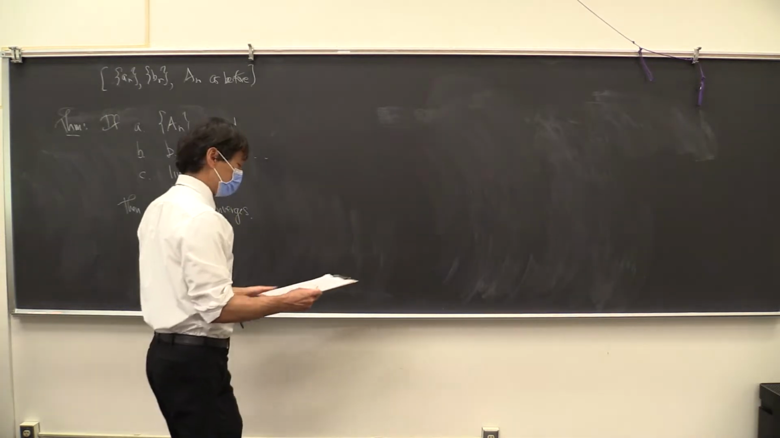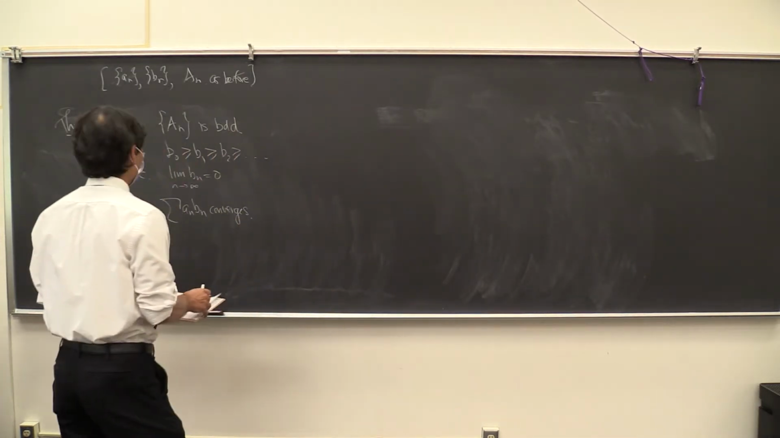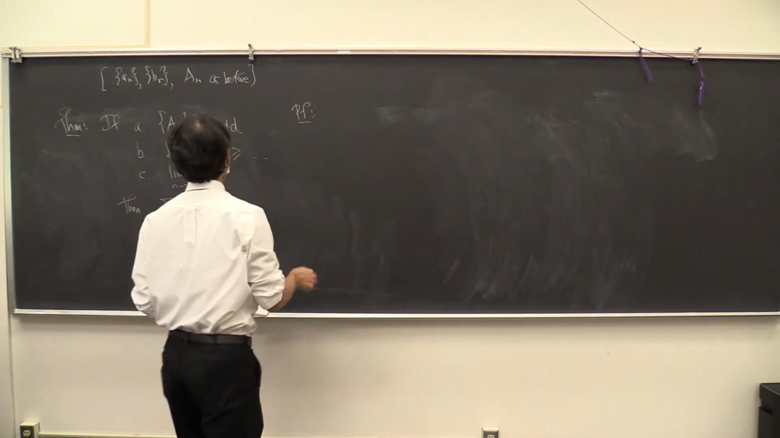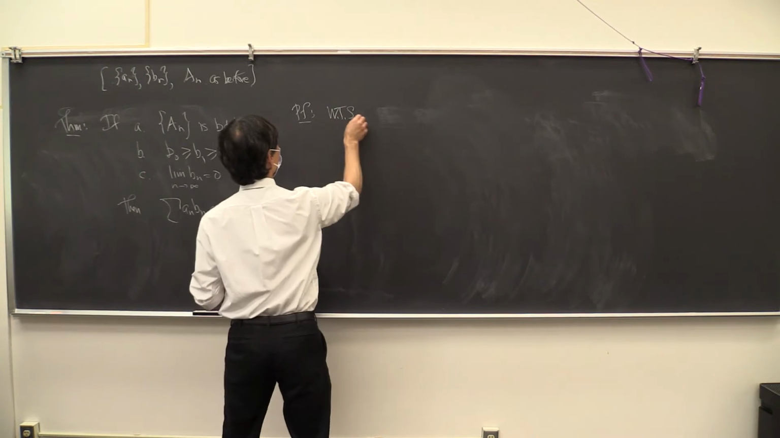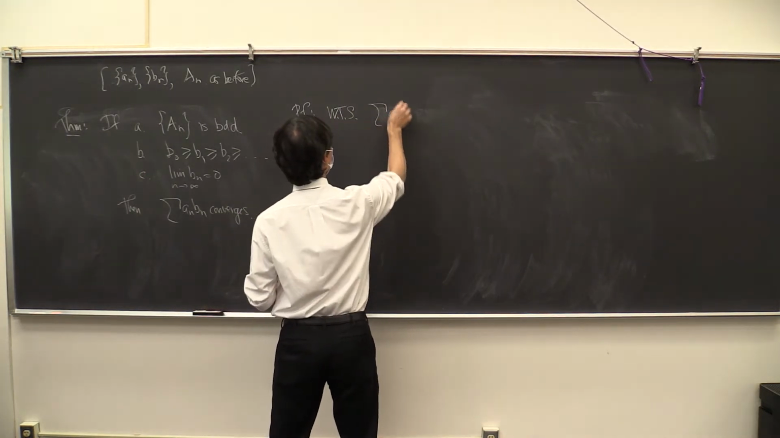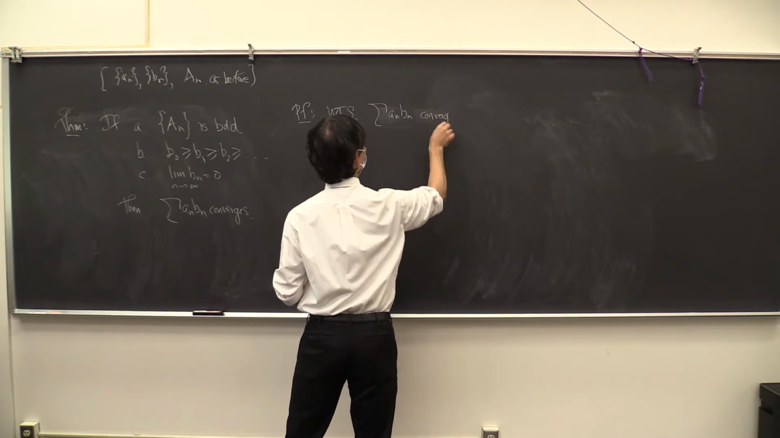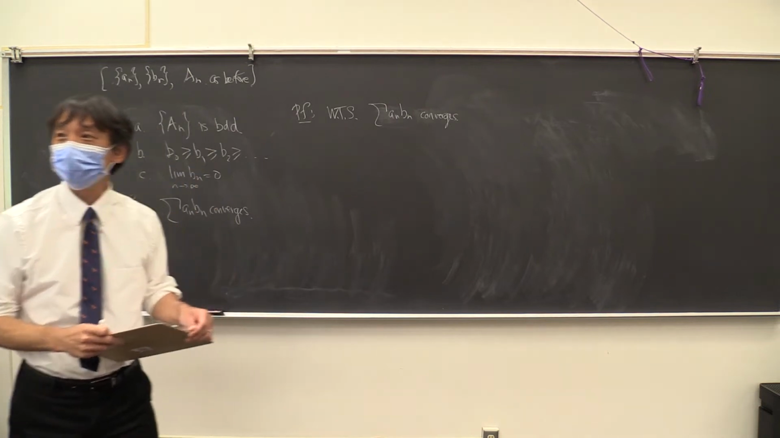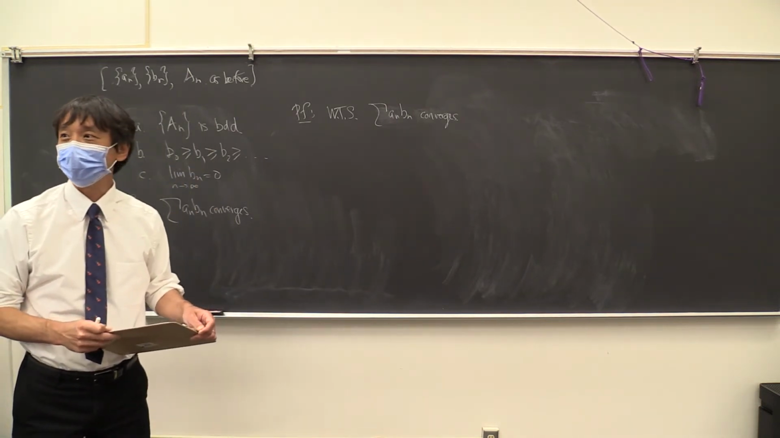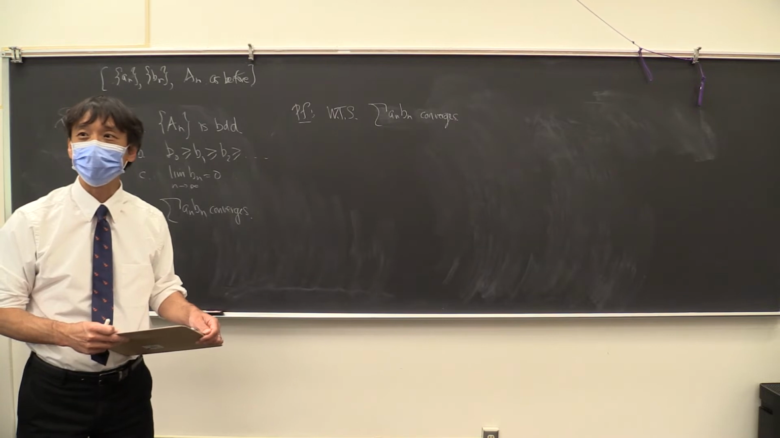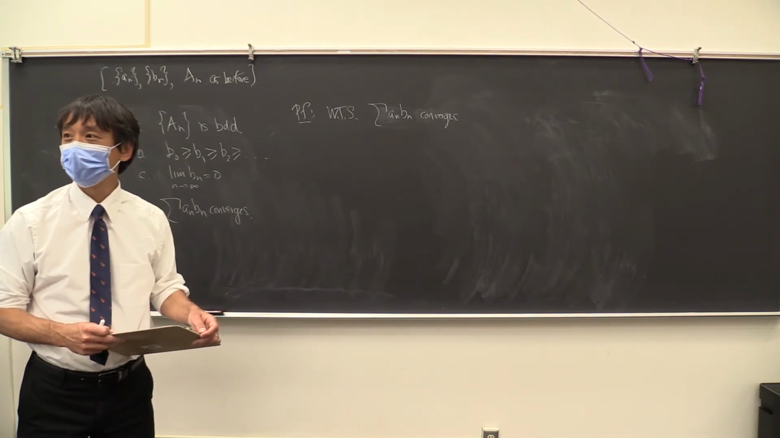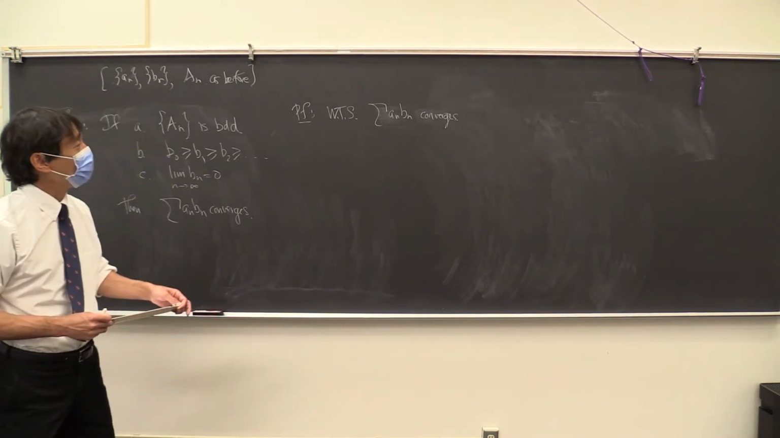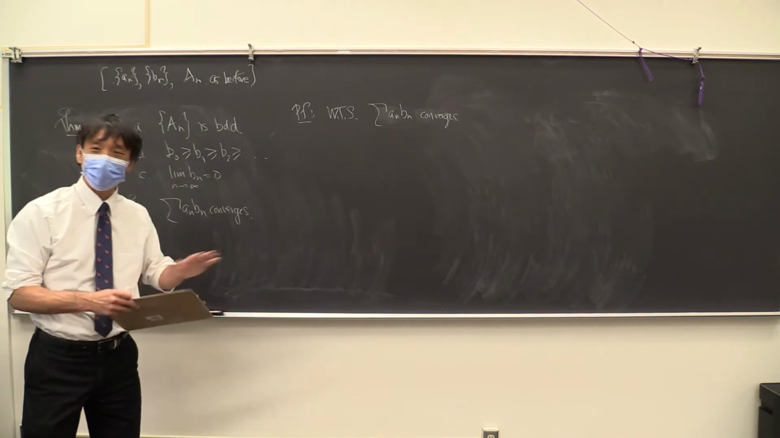So let's think. We want to show that summation a sub n b sub n converges. So how do we show that a series converges? What's our main tool? Yeah, sure. The sequence of the partial sums converges. Yeah, that will do, but I guess this question is too broad.